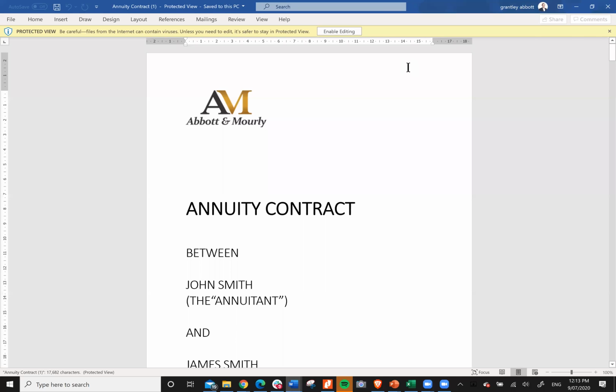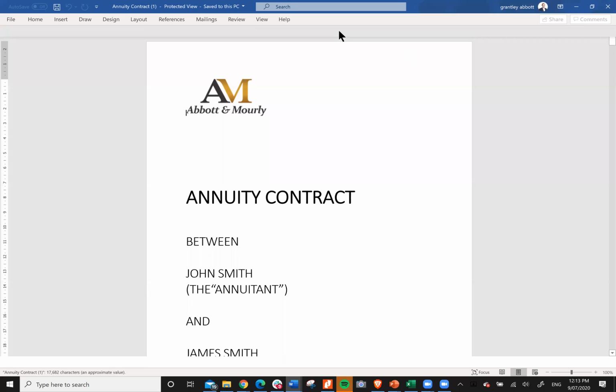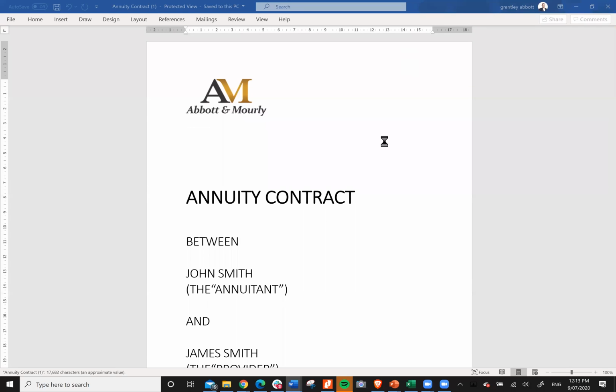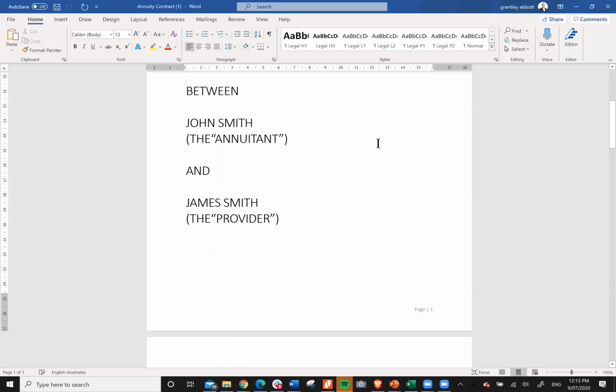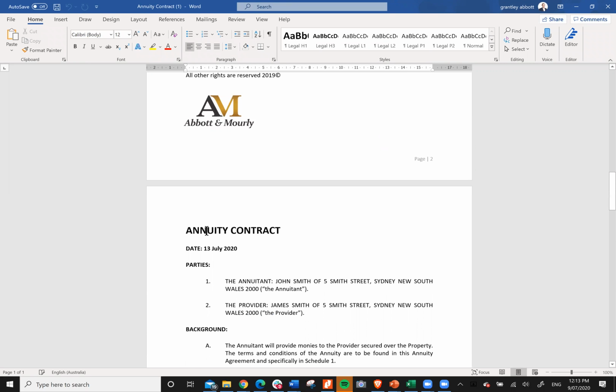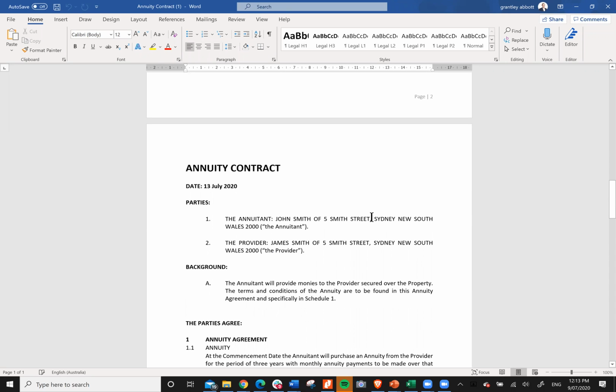So here's your annuity contract. You'll see here, it's got your or my logo on it, but you can put your logo on there. So you've got it between John Smith, the annuitant, and also James Smith, who is the provider. When we go down here, you can see this isn't a Word doc because I'm working off the back-end system, the hub. So from our legal perspective, our legal practice, we use this, and that way we can tailor documents if need be for you. Because you don't want to get caught in providing legal services, that's why we provide it in a PDF for you. We've got the parties, the annuitant, and then the provider.